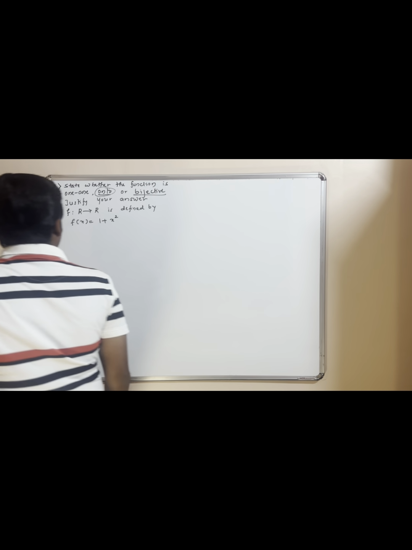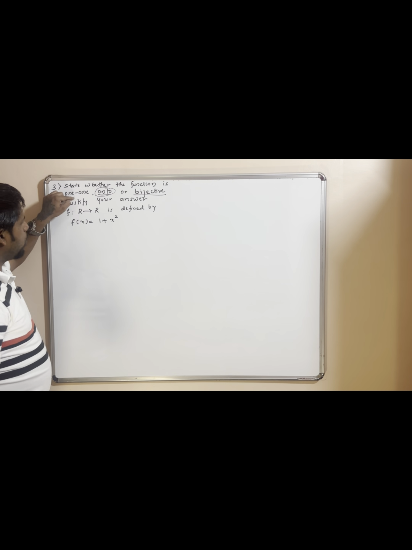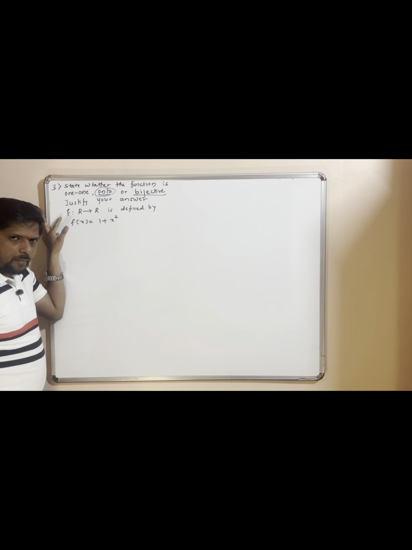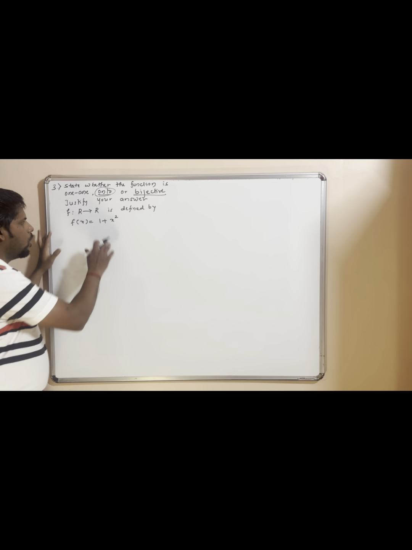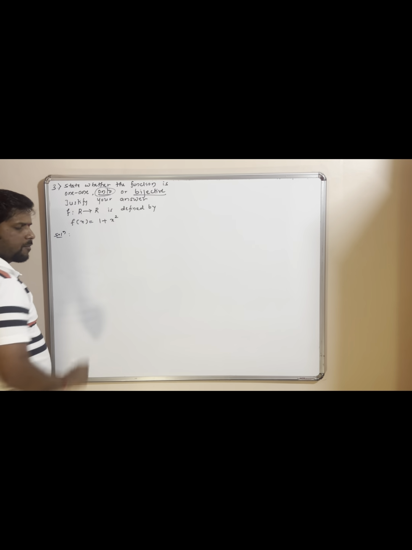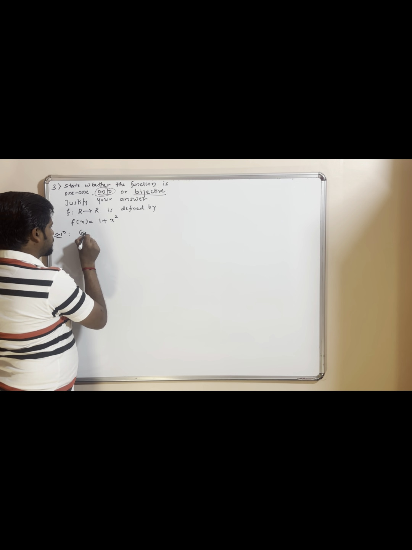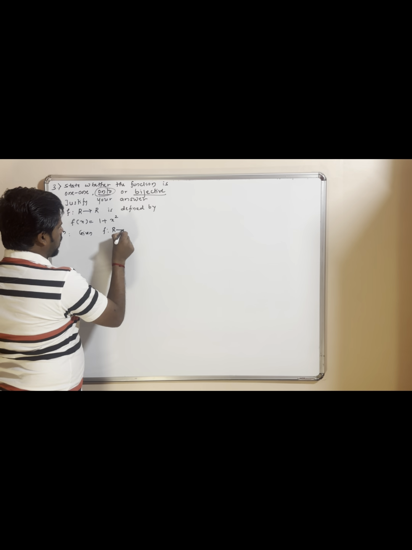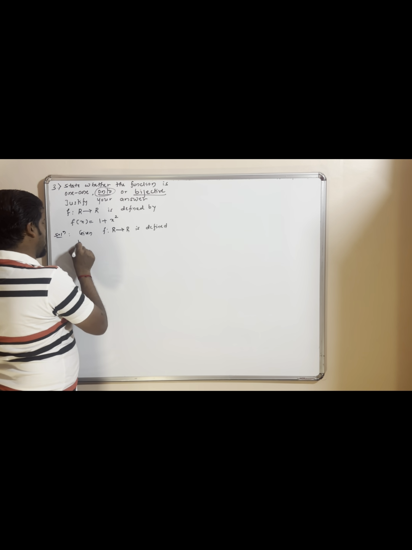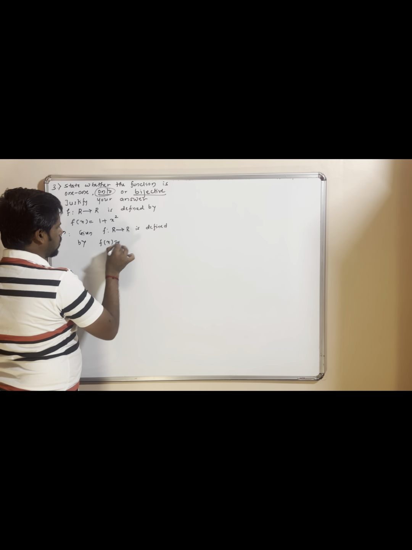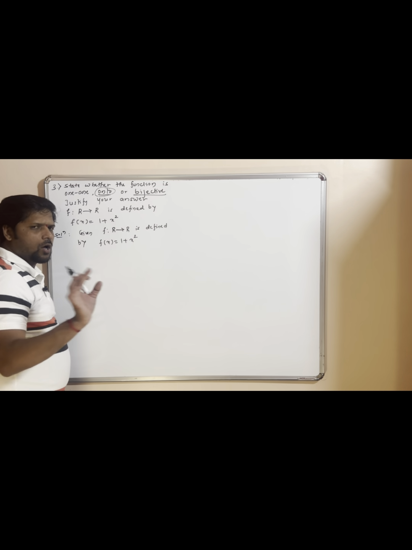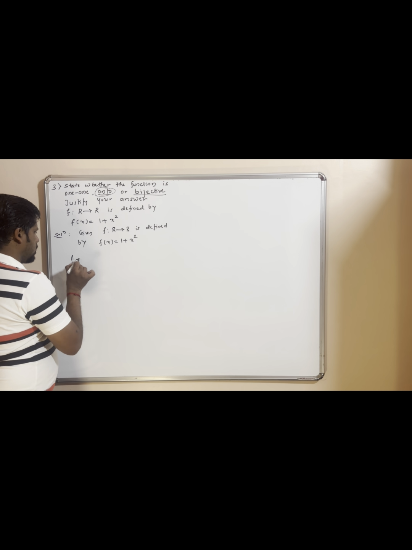Third question: state whether the function, same question, is one-one, onto or bijective. We have to show it for the given function, only the function changes here. The function is defined by f from R to R, f of x is equal to 1 plus x square. So the solution, again follow the same steps. Here given is f from R to R defined by f of x is equal to 1 plus x square. This could come for 3 marks or 5 marks. Okay.